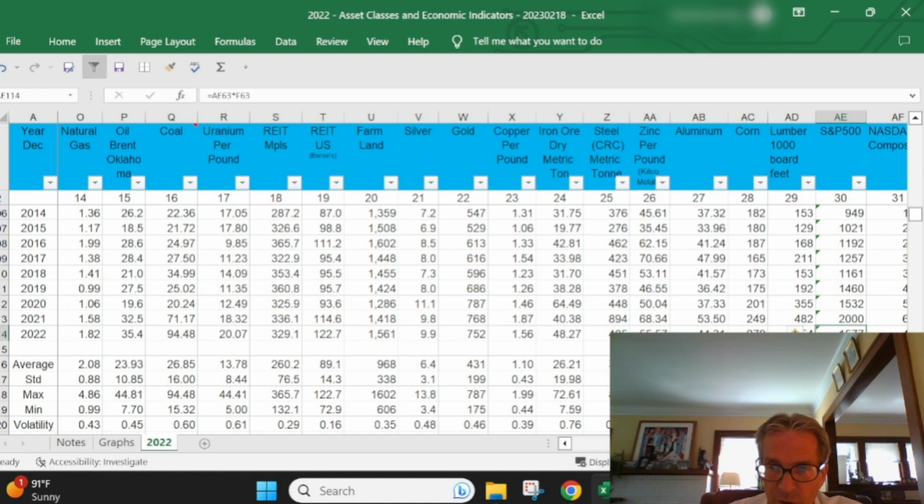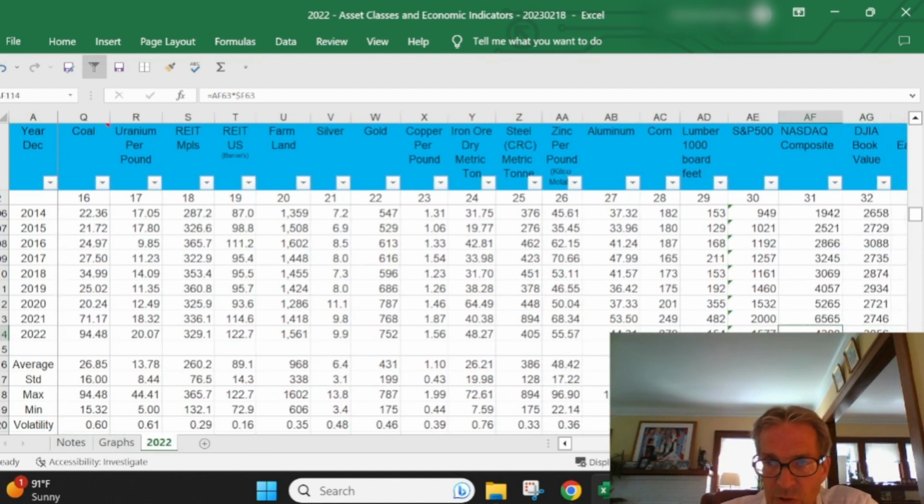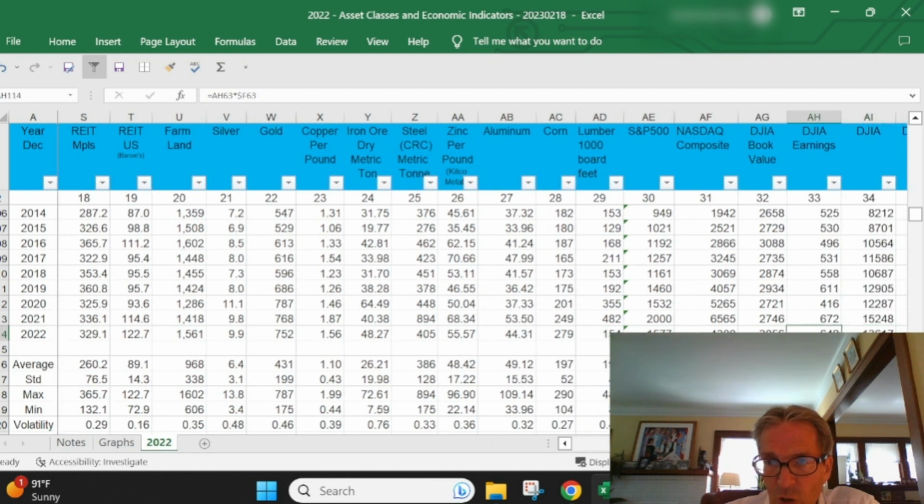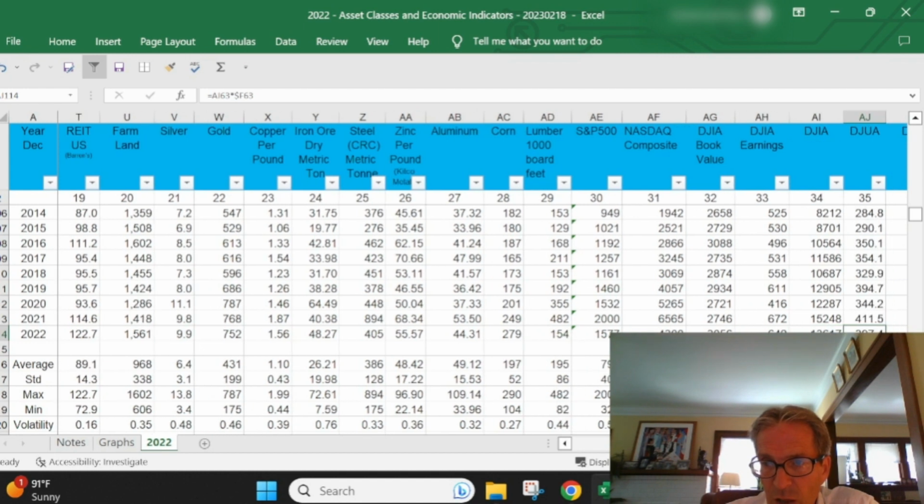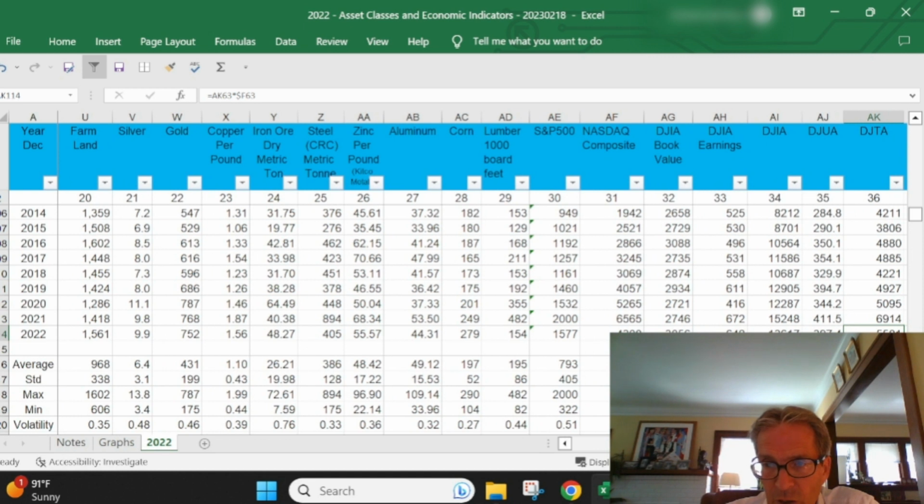S&P 500 is overvalued, as is the NASDAQ. Dow Jones book value is twice its average. Earnings are also twice its average. Industrial average also twice as high, as is the utility average. Transports also high.